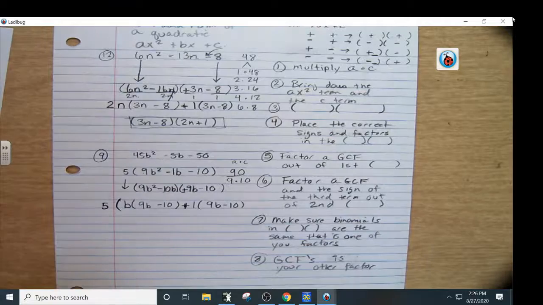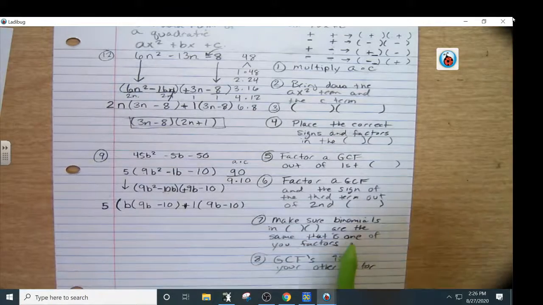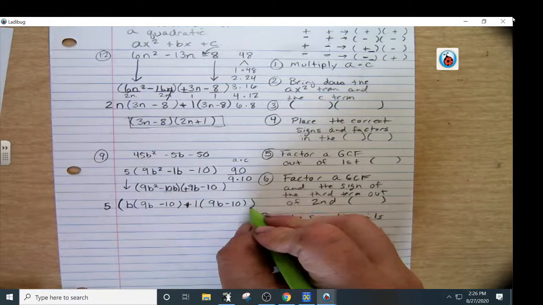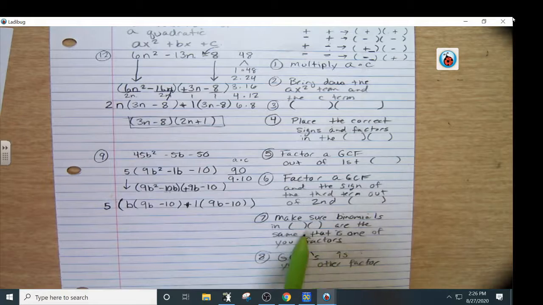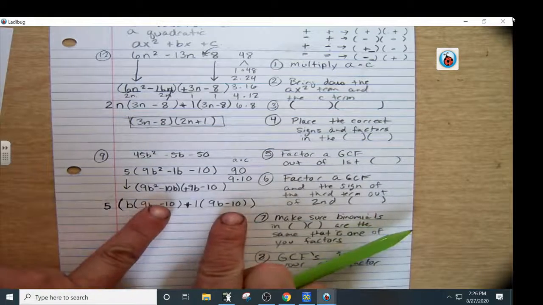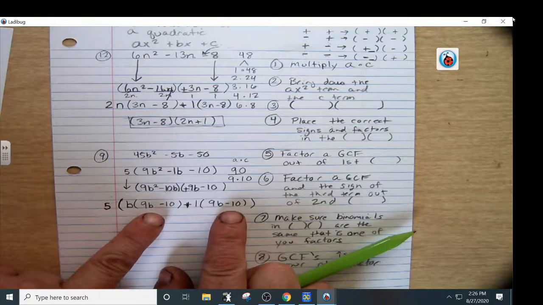Now, step 7. Make sure the binomials in the parentheses are the same. That is one of your factors. That tells me it's correct. All right, so 9b minus 10 is one of my factors.